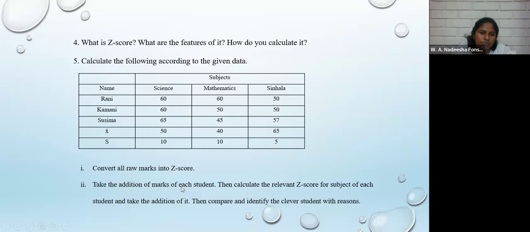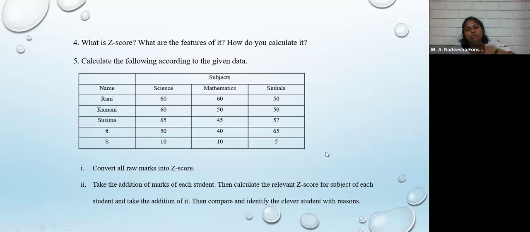Then take the addition of marks of each student. It means don't take the addition downward, but horizontal addition: Rani's science marks, mathematics marks, and Sinhala marks. Take the addition of this. Another column you can add here. And then calculate the relevant Z score for each subject of each student. No need to calculate it again, we did it here. So take those Z score values and add all those Z values in the next column. It means Z value for science, mathematics, and Sinhala for Rani. Then take the addition of them.